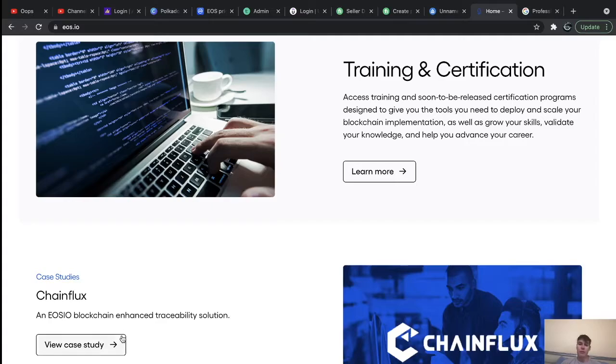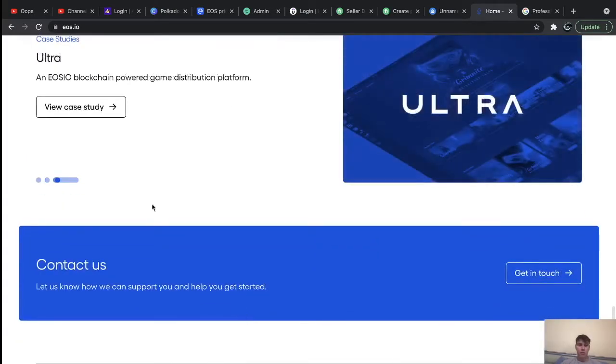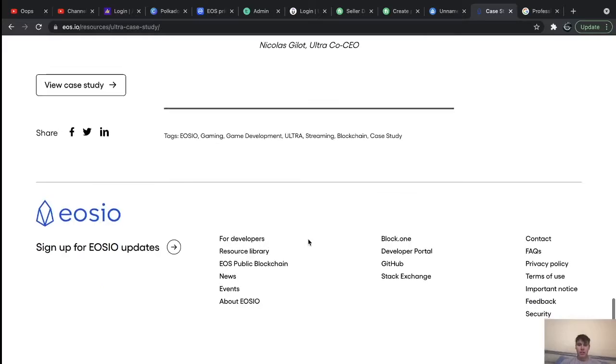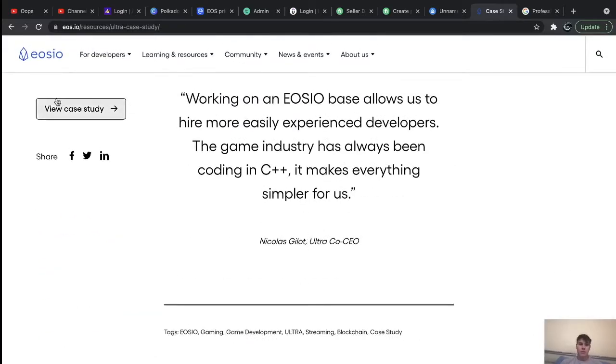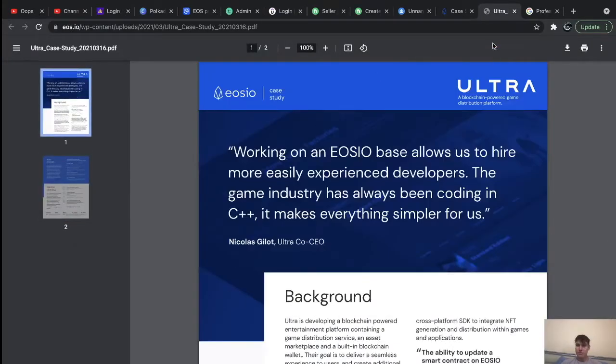Chain Flex is another thing I would want to focus on. Enhanced traceable solution. So right now it's only a case study, but again, you guys can check this out. It's actually very interesting. But yeah, the case study is actually not too short, as you guys can see here.